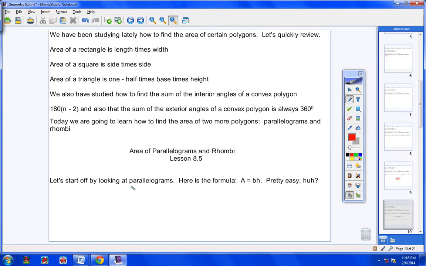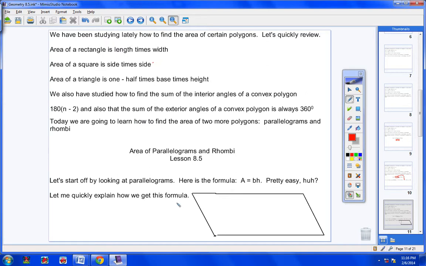Let's start off by looking at parallelograms. Here is the formula for finding the area of a parallelogram. Area equals base times height. Pretty easy, huh? That's it. I mean, area equals base times height. So if I ask you to find the area of a parallelogram, all that you have to know is the base and the height. That's it.